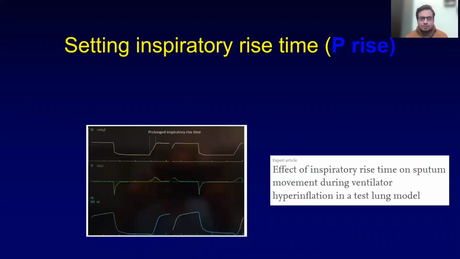If you keep the inspiratory rise time longer, close to 20% or so, the airway resistance would be minimal and lower peak pressures will be achieved in volume control mode. Some say that slower ascent or longer P rise is associated with improved sputum clearance. However, in a test lung model, they proved that IRT shouldn't be kept beyond 5% of the breath cycle to achieve sputum clearance. A restrictive or neuromuscular patient may need a longer rise time to allow for adequate gas exchange.